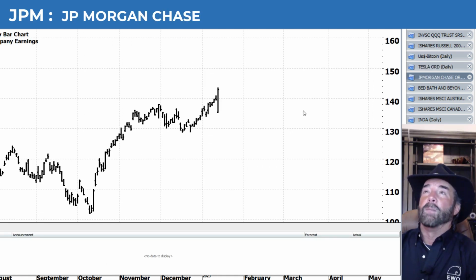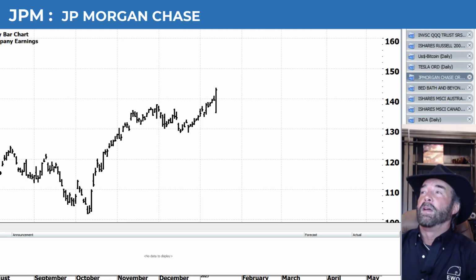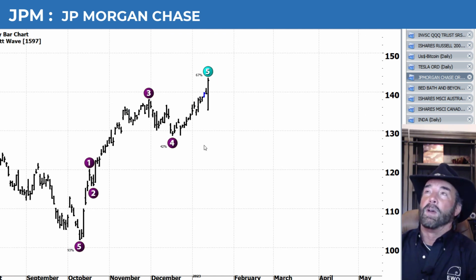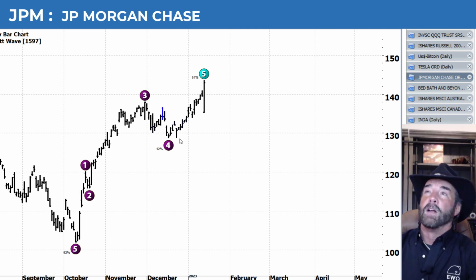JP Morgan came out with their earnings report and did pretty positive there, so nice move to the upside there. You can see open lower, but recovered that, closed on the highs of the day. Nice Elliott wave pattern here. The issue, though, is the Elliott wave pattern has done its thing. 38.2% wave 4 correction with a doji there. Boy, that was as classic as it gets.